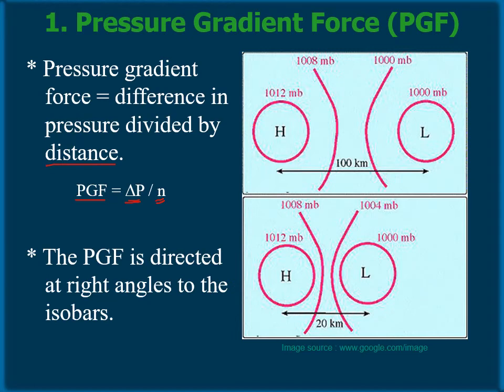The pressure gradient force exists whenever there is a difference in air pressure from one place to another. Differences in air pressure can be caused by differences in air temperature or differences in water vapor concentration between two given points. This difference in air pressure causes the wind to move from the high pressure region to the low pressure region. And this pressure gradient force is always directed at right angles to the isobars.